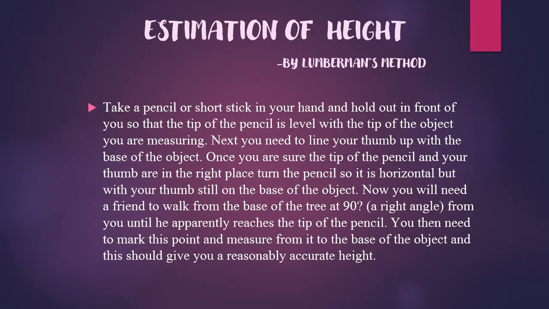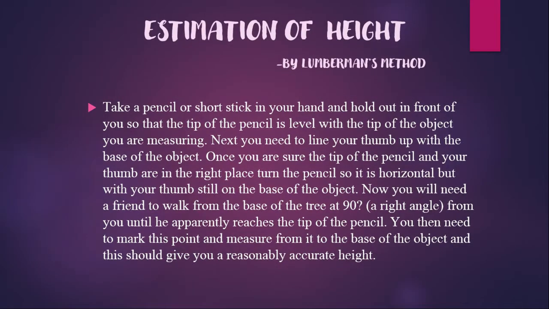Estimation of height, by Lumberman's method. Take a pencil or short stick in your hand and hold it out in front of you, so that the tip of the pencil is level with the tip of the object you are measuring. Next you need to line your thumb up with the base of the object. Once you are sure the tip of the pencil and your thumb are in the right place, turn the pencil so it is horizontal, but with your thumb still on the base of the object.